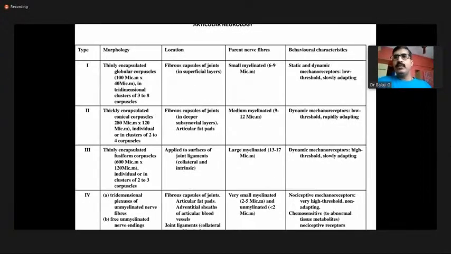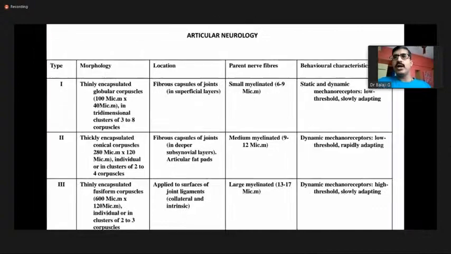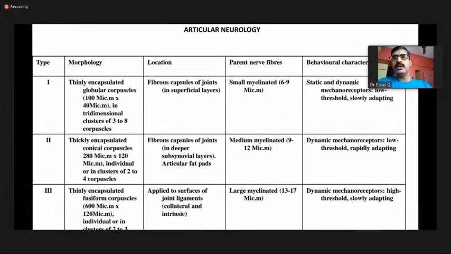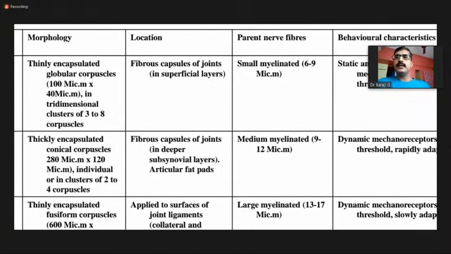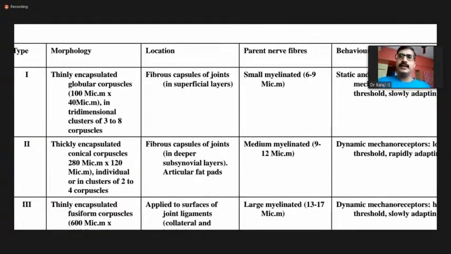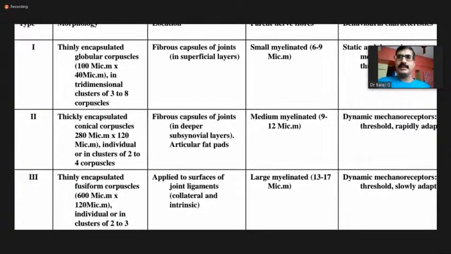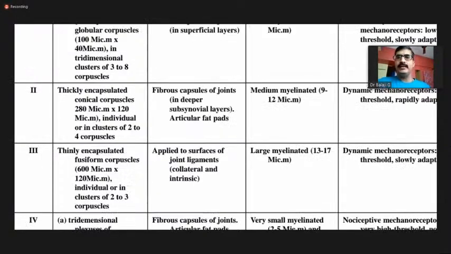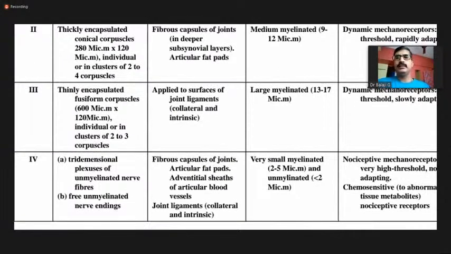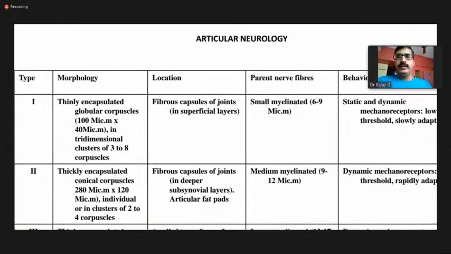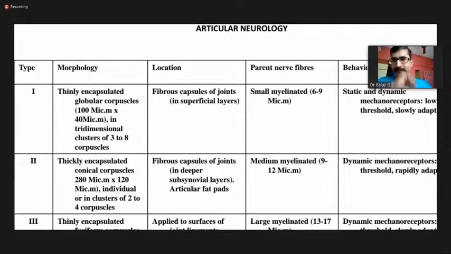Next part, now we'll come to articular neurology. These are mechanoreceptors. Yes, there are many types of receptors: type 1, 2, 3, and 4. We'll see the type 1 receptors. The type 1 receptors are thinly encapsulated, globular corpuscles, in tridimensional clusters of 3 to 8 corpuscles. So this is the morphology of type 1.